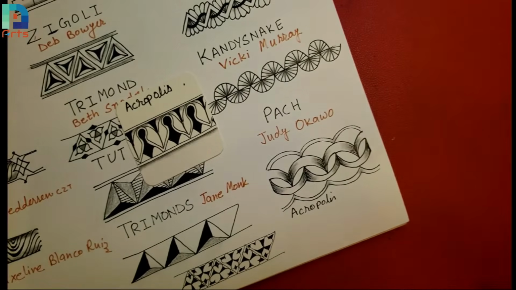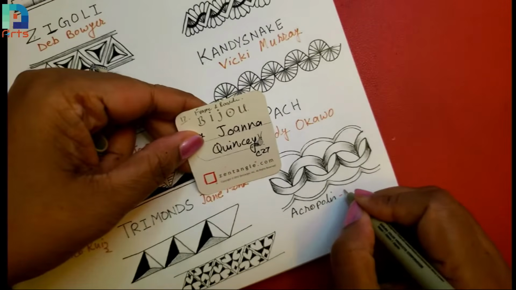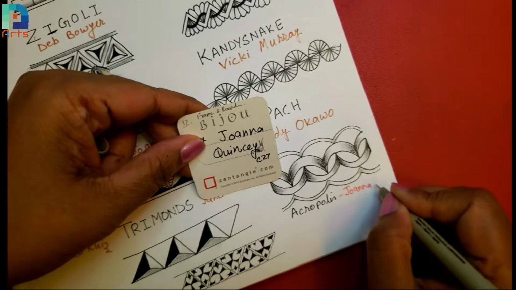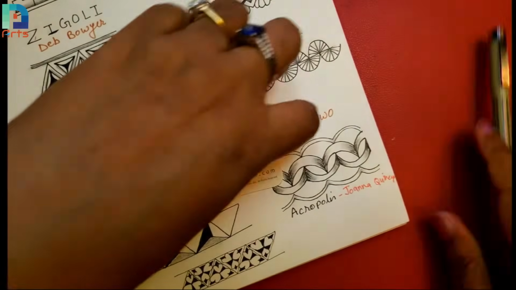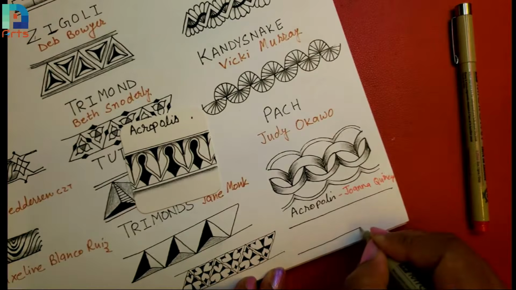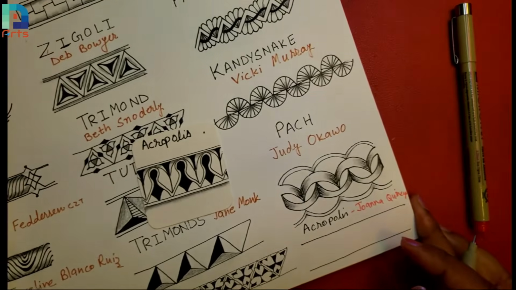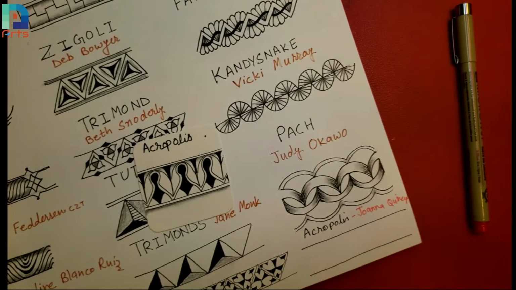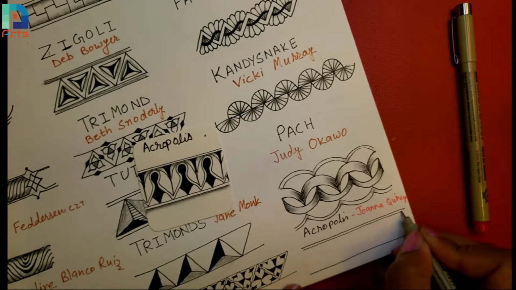Acropolis, and this tangle has been deconstructed by Joanna Quincey, CZT. How are we going to draw this? We are going to draw 2 parallel straight lines. Yes, Barbara, you can restart this whenever you are free. And we are drawing this double line here.